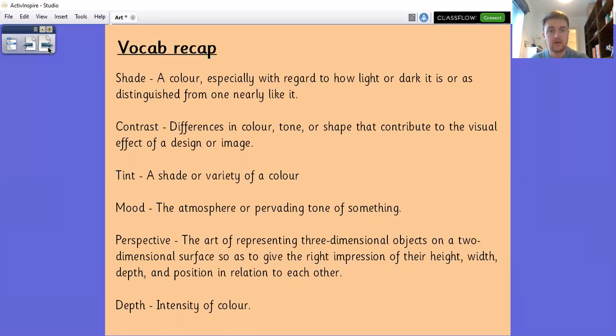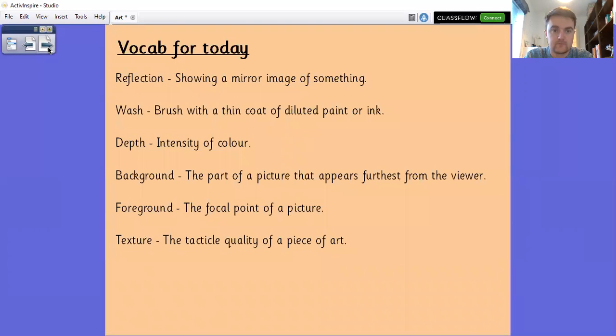So pause the slide again, have a read through of the vocabulary that we used last week. And on the next slide, we've got some vocabulary that we might need for this week as well. So here is the vocab that we would have been using today in school. So reflection, showing a mirror image of something, which we did look at a little bit last week when we were trying to draw the mirror. Wash is where you brush painting with a thin coat of diluted paint or ink. Diluted means it's had water added to it, so it's often not as strong.